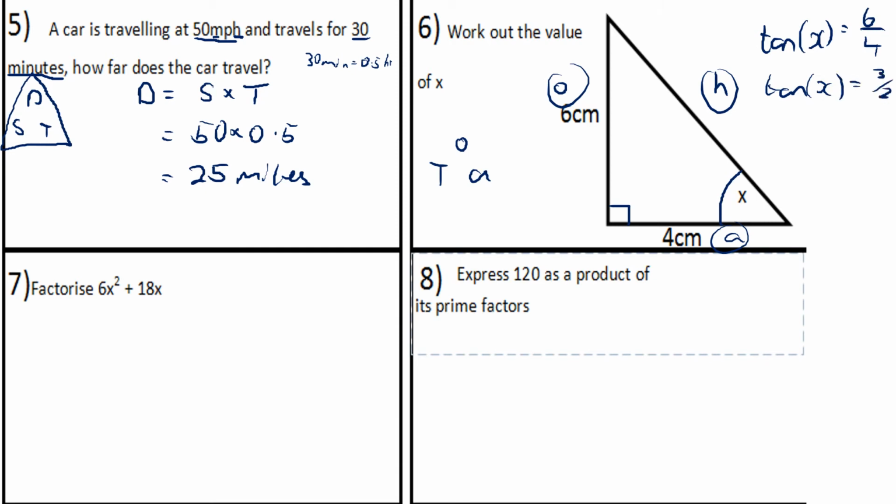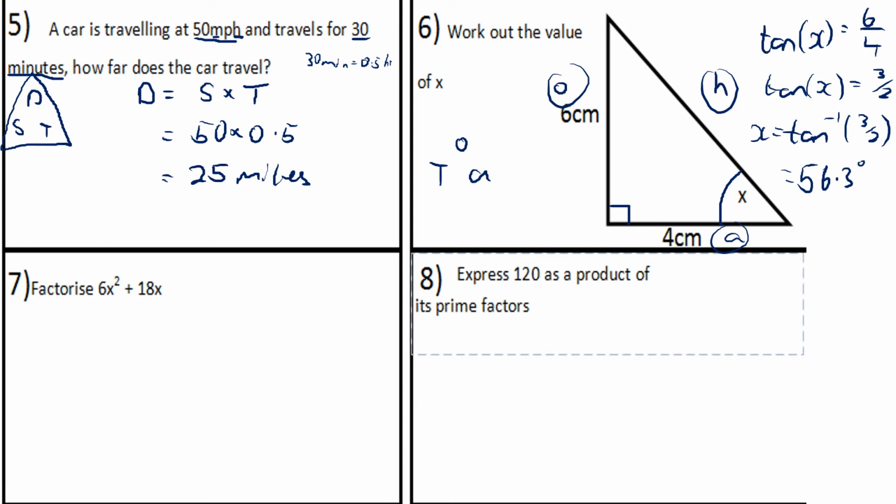So tan of x equals 3 over 2. So remember, if we're finding x, we need to do the inverse of tanning something. So x is equal to the inverse tan minus 1 of 3 over 2. And into your calculator. So inverse tan 3 over 2. And we'll go to one decimal place. It is 56.3 degrees.